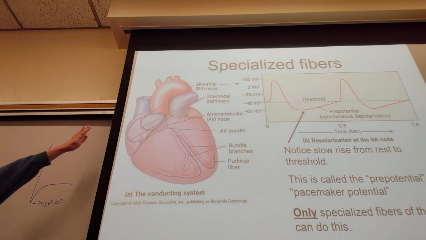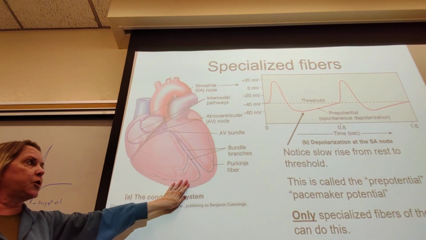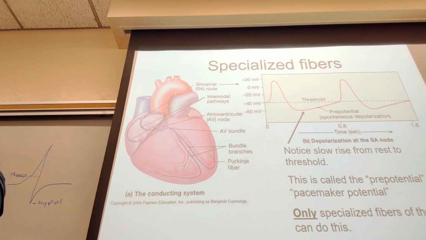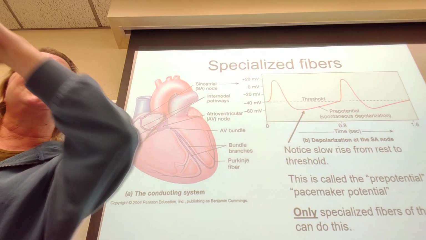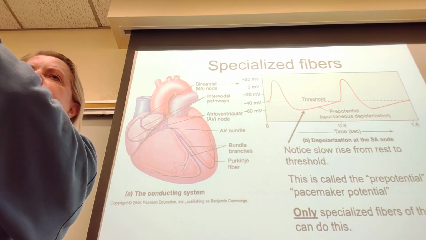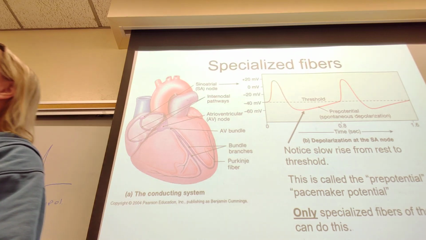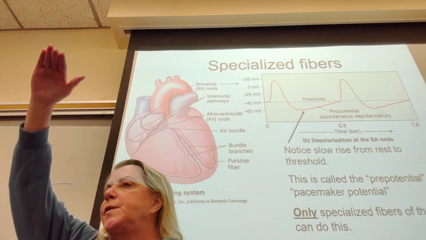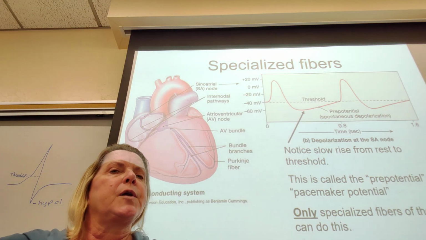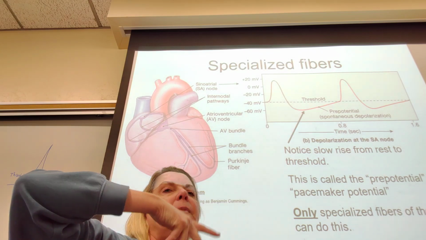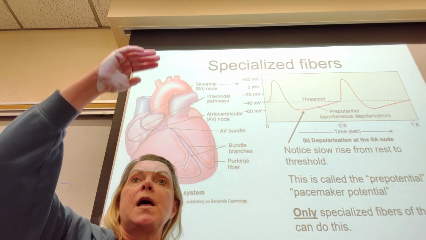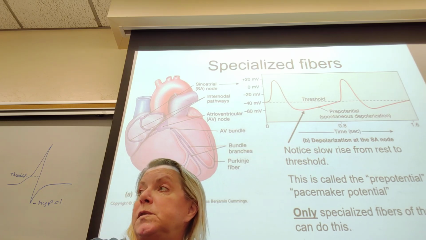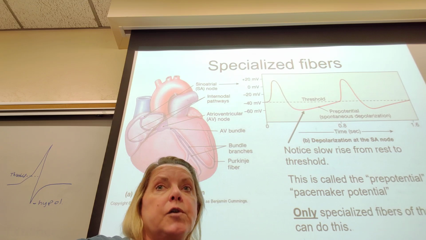So again, all the specialized cells, all of them in this picture shown in purple, have that pre-potential. The difference is the steepness. Who gets to threshold first? Because once the bullet fires, it spreads. So as you go from SA node to internodal fibers to AV node to the bundle of His to the right and left bundle branch, Purkinje fibers, that steepness becomes more and more gradual, less slope, takes longer to reach threshold.